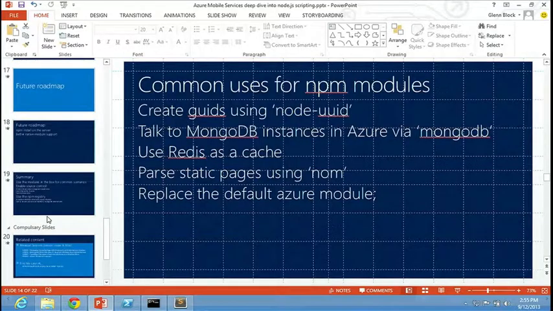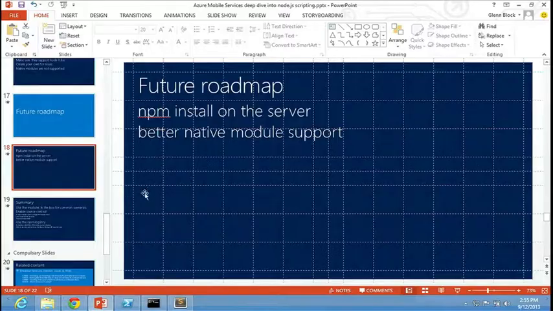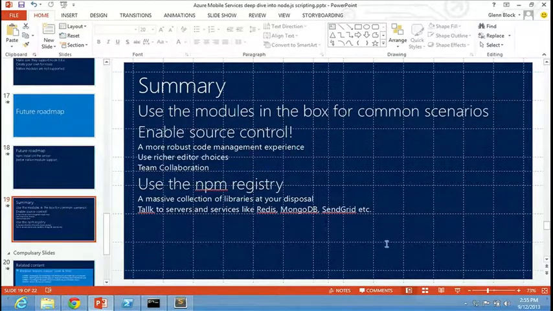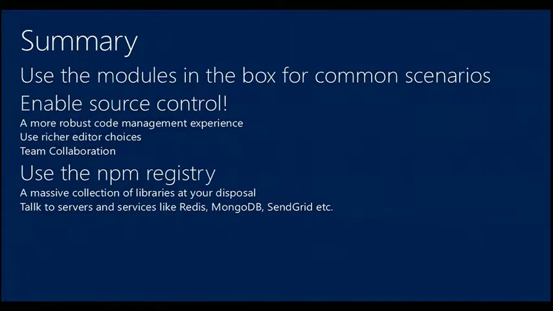So just in recap, I didn't mention our future roadmap. The main things we're going to do on the roadmap are we're going to make it so that modules automatically install. You don't have to push them into your repo. And we're going to add some better native module support. And we may have a portal experience for modules in the future. So in summary, use the modules in the box for common scenarios. Enable source control for a number of reasons, including the fact that it's going to enable you to leverage the NPM registry to do a ton of really cool stuff like I showed you today.